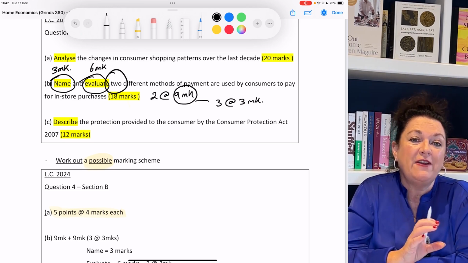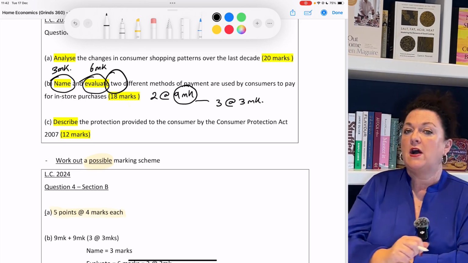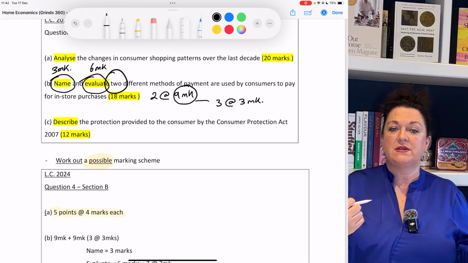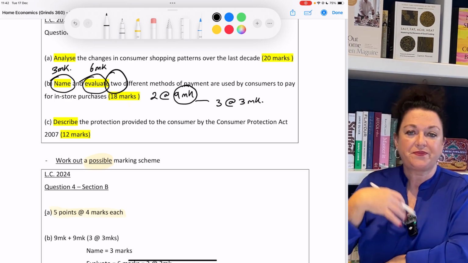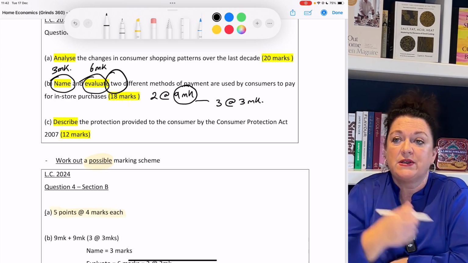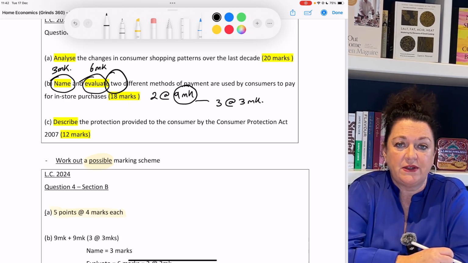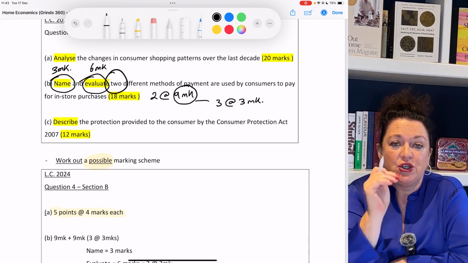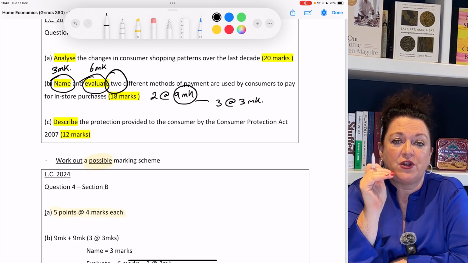What does the term evaluate mean? I have to look at the pros and cons. I have to look at the advantages and disadvantages. So of my 2 points, 1 advantage, 1 disadvantage. You need to do that before you start writing.